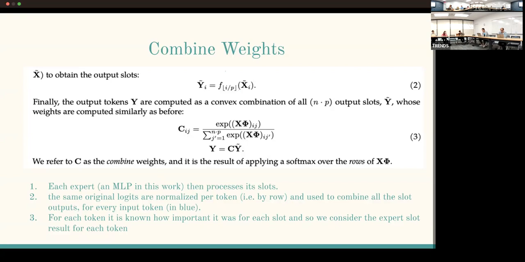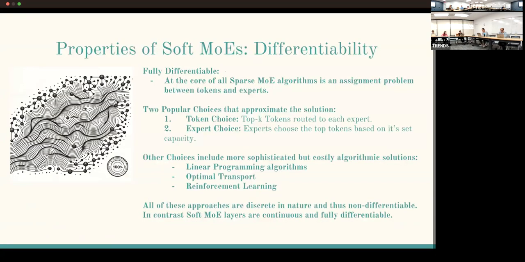But yeah, this is how they're doing it. So in the paper, they claim some of the properties of sparse MoEs, and they claim that differentiability is one of the main things, which they attribute to the easier training of soft MoEs in their experiments.